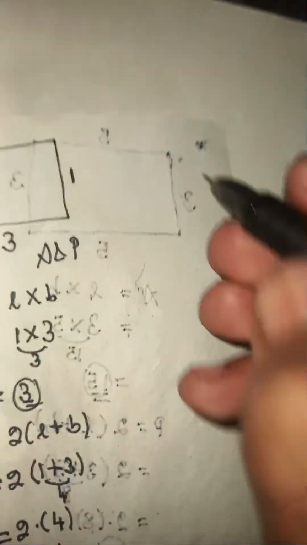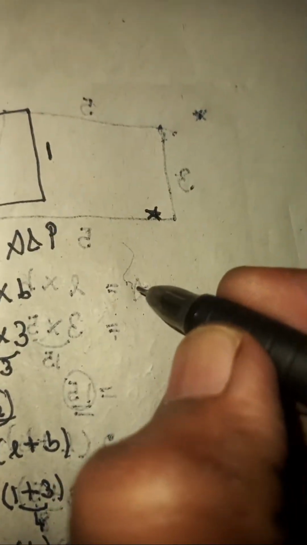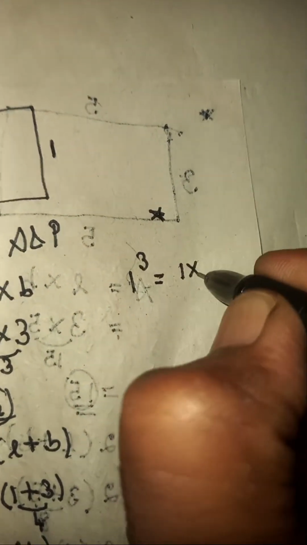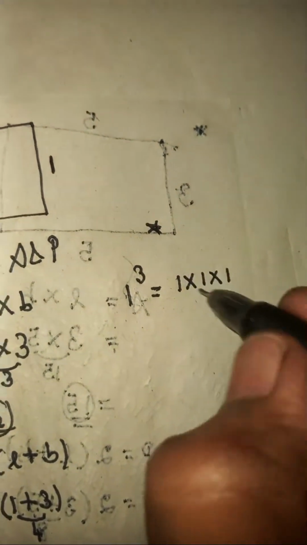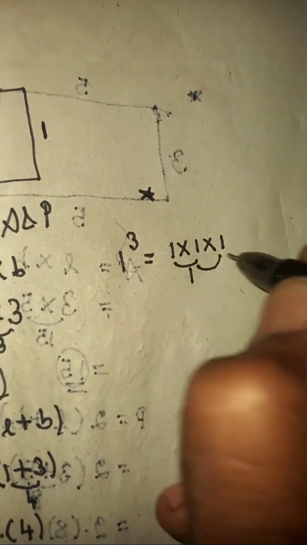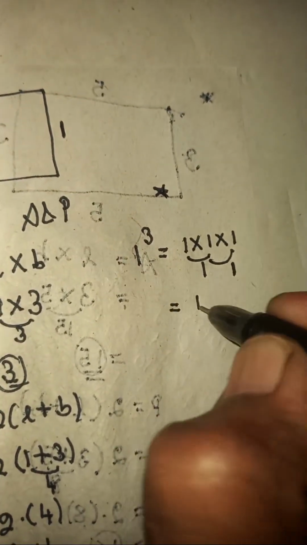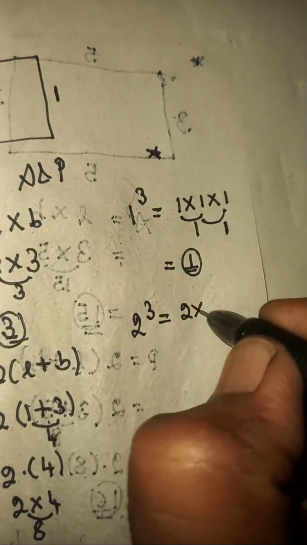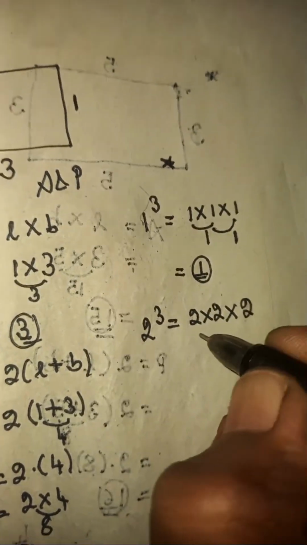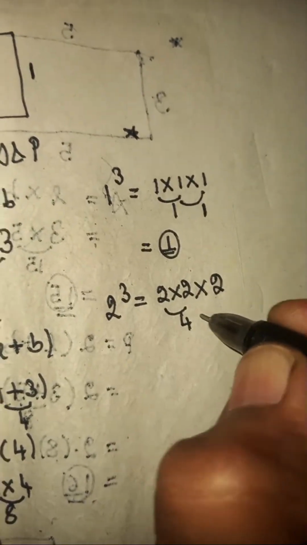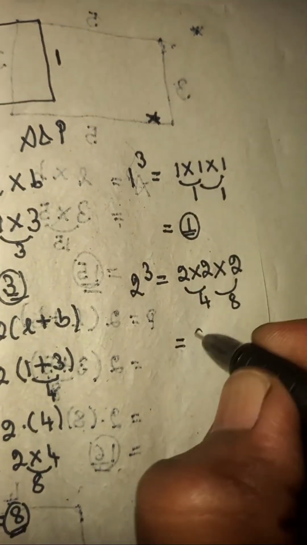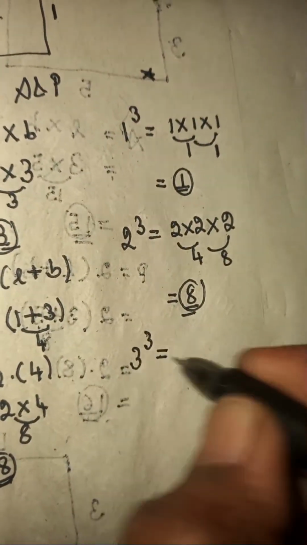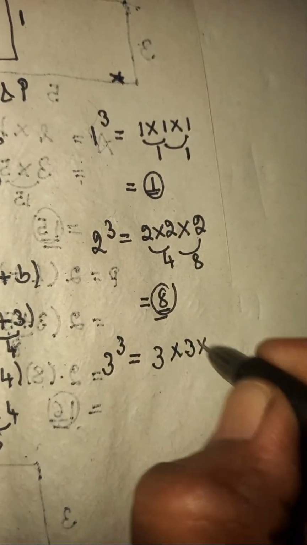Now let's practice some cubes here. I'm going to tell them for quick calculation. 1 cube means 1 times 1 times 1. 1 times 1 is 1, and again 1 times 1 is 1. It remains as 1. And 2 cube equals 2 times 2 times 2. Here 2 times 2 is 4, 4 times 2 is 8. It becomes 8. And now 3 cube means 3 times 3 times 3.